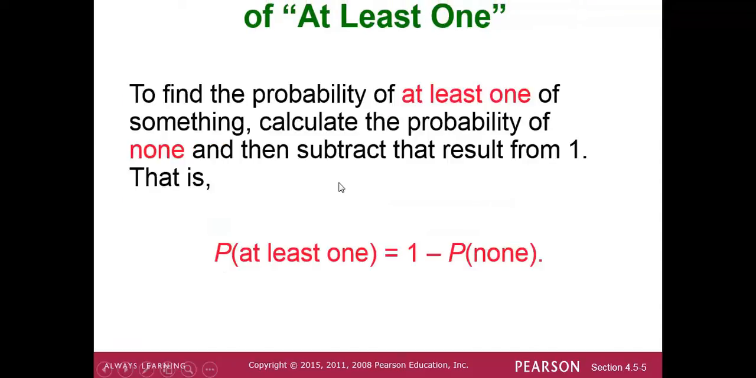To find the probability of at least 1 of something, it's often easier to simply say, well, let's assume that it didn't happen at all. What's the probability of that? Subtract from 1, and then I know that what's left is the chance of 1 or 2 or 3 or 4 or more.